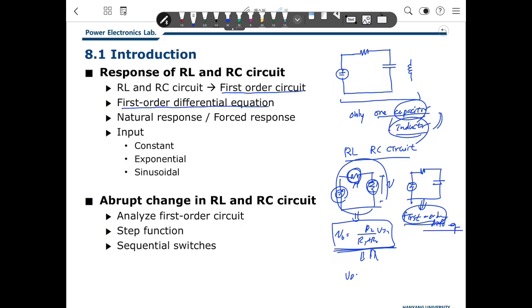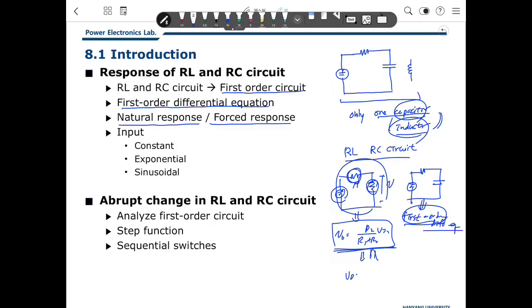Do you remember how to solve the first order differential equation? The solution of a differential equation consists of two solutions: the natural response and the forced response. Maybe when you were studying engineering mathematics, you studied the natural solution or the forced solution, or the homogeneous solution and non-homogeneous solution, such as that. They're the same things, but the expression is different.